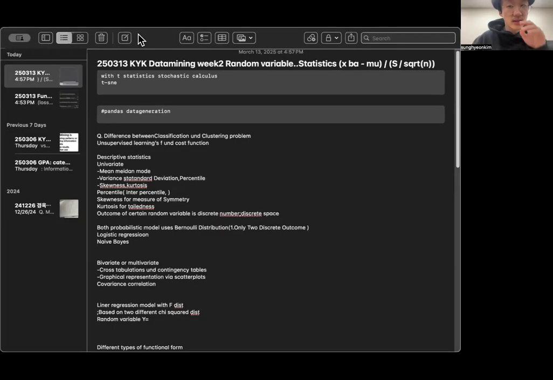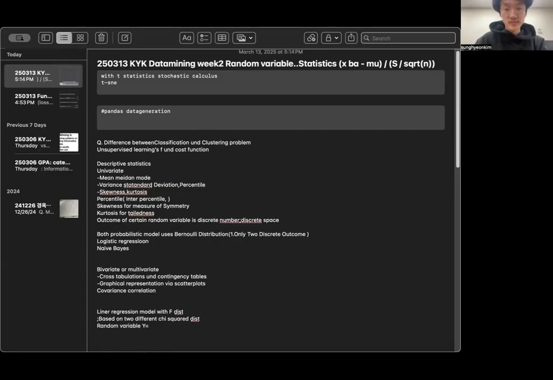I did data mining. First, I will introduce the concept of data mining, and after that, I will move to using pandas: how to generate the data, how to concatenate each other, and so on.